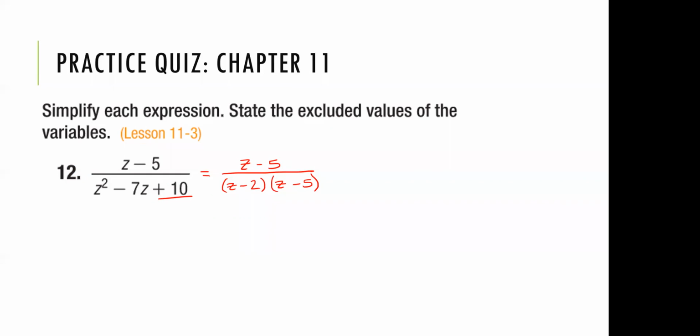Then we see we've got z minus 5 in our numerator and our denominator, so those simplify to 1. We're left with a 1 in our numerator. In our denominator, we have z minus 2. So now this is simplified. And then it also says to state the excluded values.